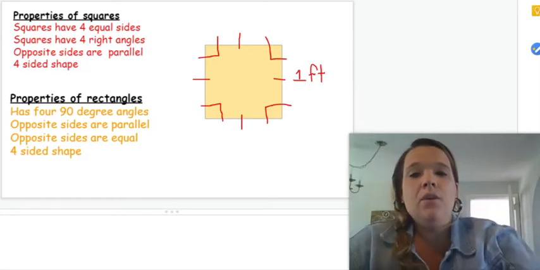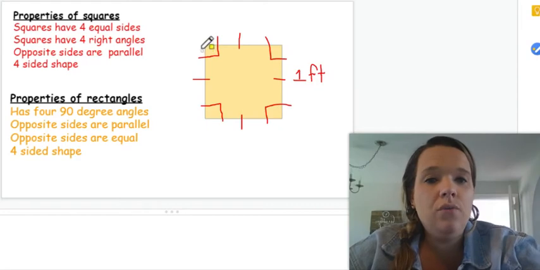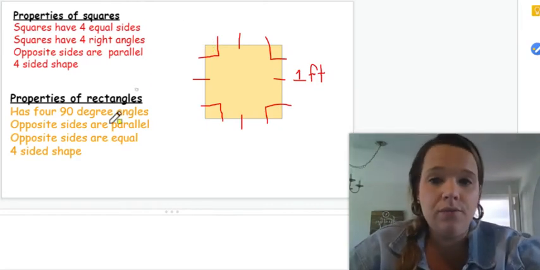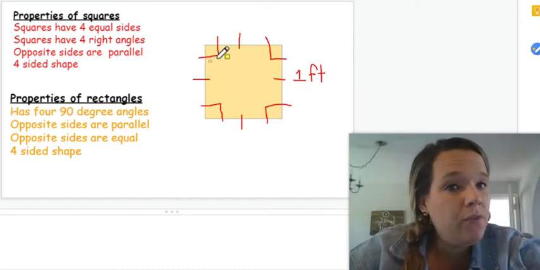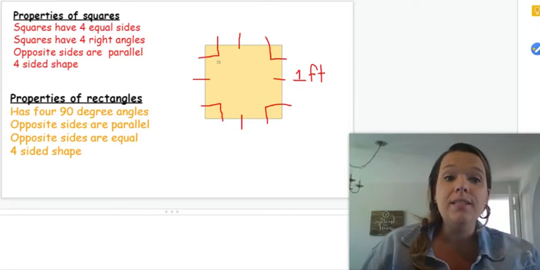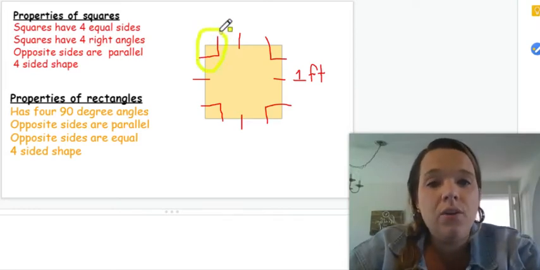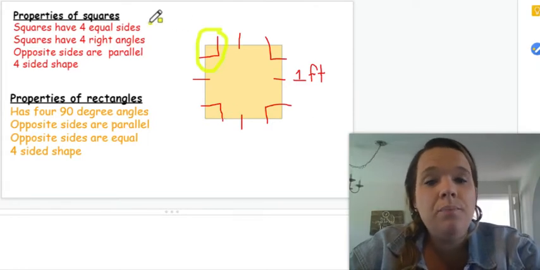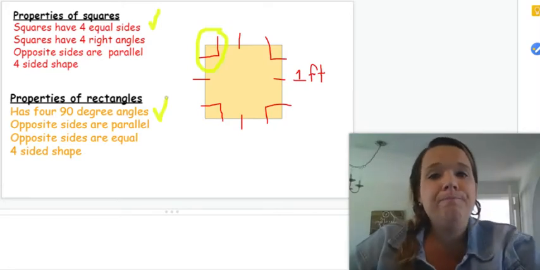So let's start. First off the bat, I know that this figure has 4 sides: 1, 2, 3, 4. So it could be a square so far, it could be a rectangle so far. Great. Now I want to note that I see 4 90-degree angles. Whenever we see this little box, that tells us it's 90 degrees. Sometimes we might see the number 90 then the degree sign that tells us too, but this tells us that this is a 90-degree angle, and I see that 4 times. So we meet the categories for both of these because they both have 4 90-degree angles. So far it could be either.